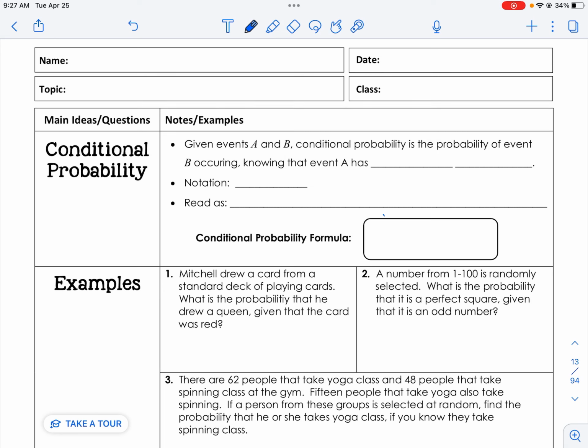Hello everyone, and welcome back to Guided Notes Day 3 in our section on probability and statistics. Today we're going to be talking about conditional probability and some examples related to that.